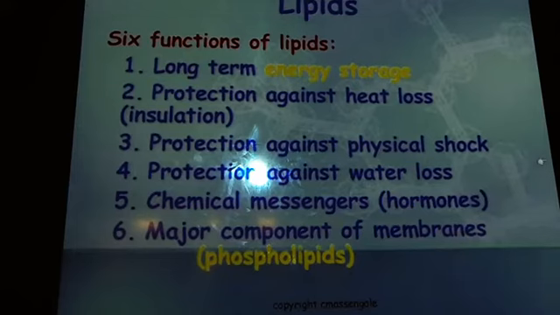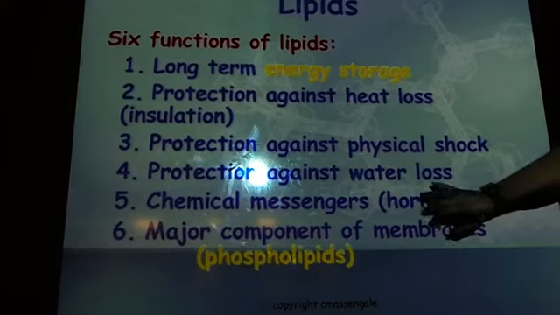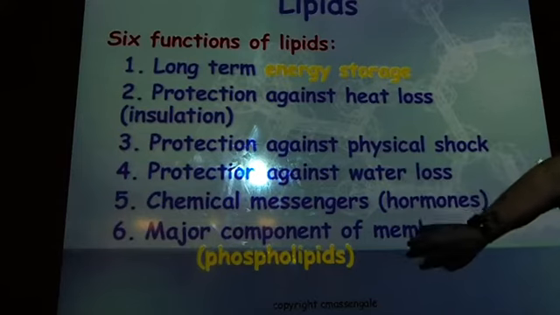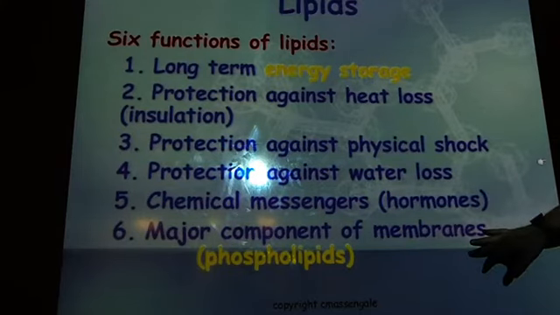Protection against water loss. I told you the cell membrane is that phospholipid bilayer. It literally is a ring of fat. Your cell membrane is just a big fat bubble. But it keeps the water inside the cell. That way it doesn't dehydrate, which is great. Again, we just talked about hormones. Oh yeah. Last one, it's the cell membrane, the phospholipids. Duh.